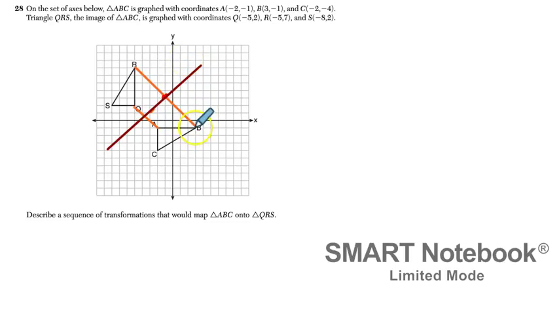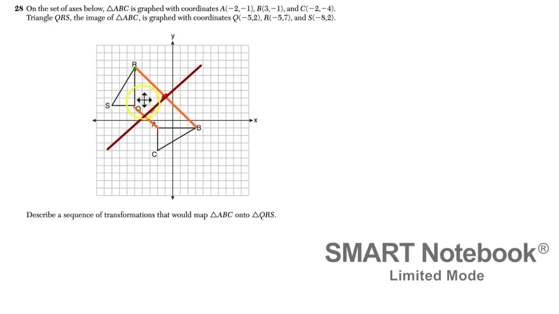So to get from B, when I'm reflecting over a line with a slope of -1 or +1, this always works. I can count up to the line 1, 2, 3, 4, 5, 6, 7, 8, and then change direction 1, 2, 3, 4, 5, 6, 7, 8. So B maps onto R, that's good.